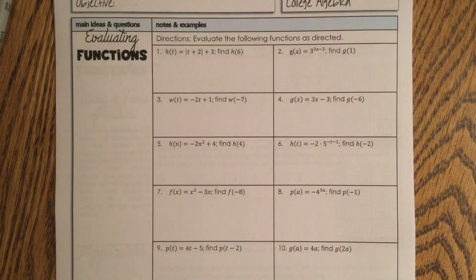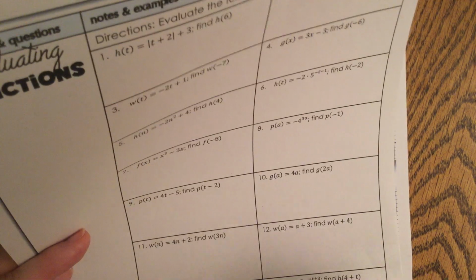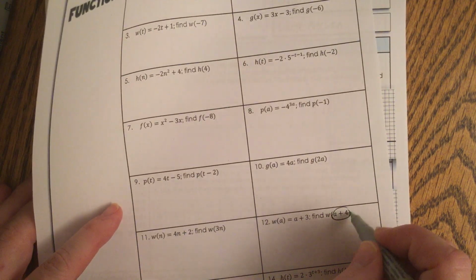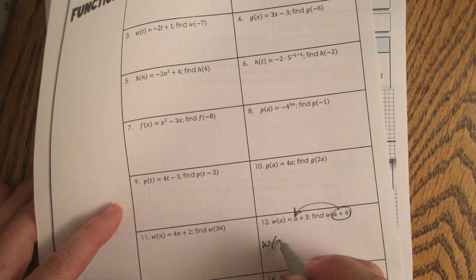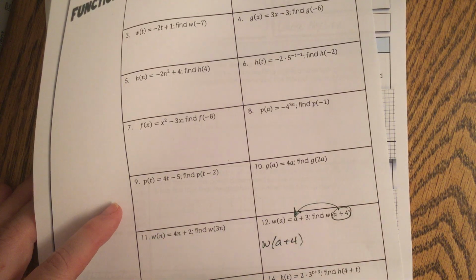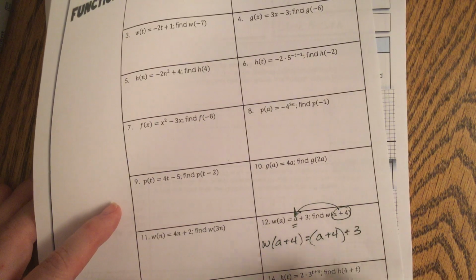Okay, the next page is pure practice. So please take a moment to complete the entire next page. One thing I do want to draw to your attention is when you have something like number 12, and you have a binomial that you're plugging in for a. So this is w of a plus 4. Then I'm going to plug in a plus 4 every time I see a. Then I add the 3. So then this would be a plus 7, and that's my final answer.